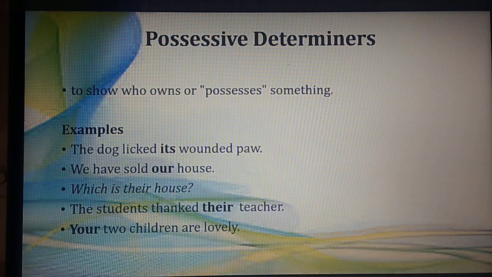We have sold our house. Now house, whose house? Our house. So our is a possessive determiner, and so is their house. Whose house? Their house. So that is also showing a possessive determiner. Same goes with, the students thank their teacher. Your two children are lovely.